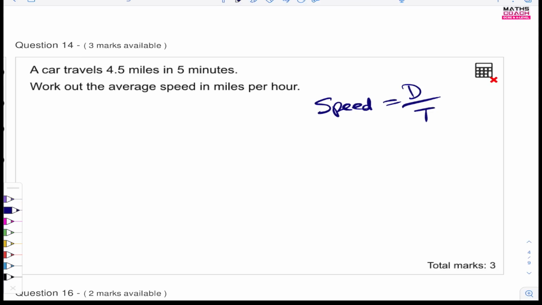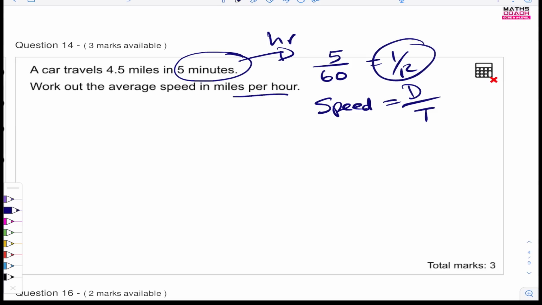Now, we are working out the speed in miles per hour, remember. So we need to make this 5 minutes into hours. How do we convert minutes into hours? We divide by 60. So 5 divided by 60 gives us 1 over 12. We're going to keep our answer like that.